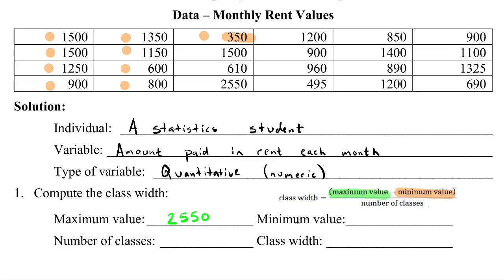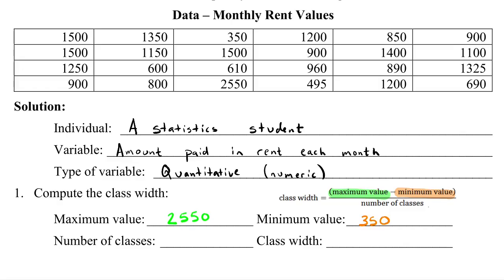So I'm going to keep looking. 350 is my minimum. I'm looking for something smaller than 350. And I didn't find anything smaller than 350. So 350 is my minimum value. I'll write that down as my minimum. So this way we can go through systematically and make sure that we've found the minimum value.